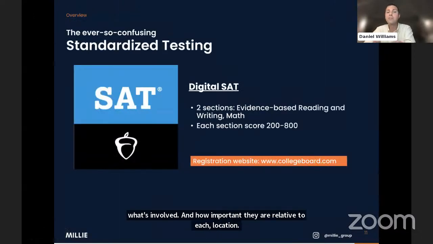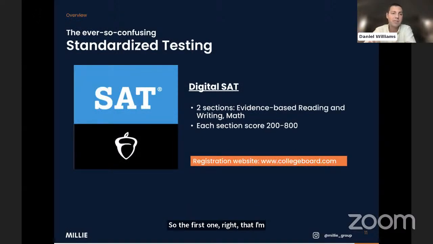So the first one, right, that I'm sure many of you have heard of before is known as the SAT. The SAT has gone completely digital now, right? It used to be you could take paper-based exams, but now whether you're international or whether you're based in the US, you'll have to take a digital version of the SAT. The digital version is shorter, right? It comes with a timer on screen. Some students are saying that it's easier because it's not as long, so there's less stamina involved. Others are saying that it's more difficult. So it just depends, really.